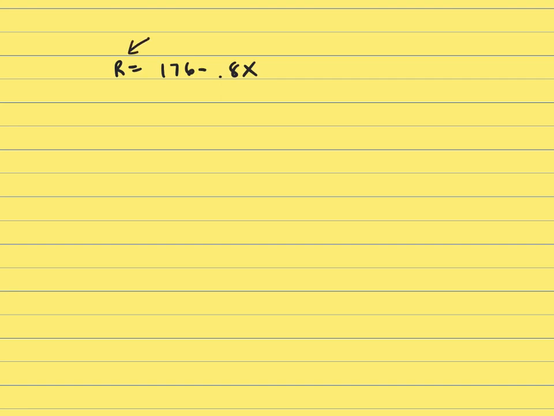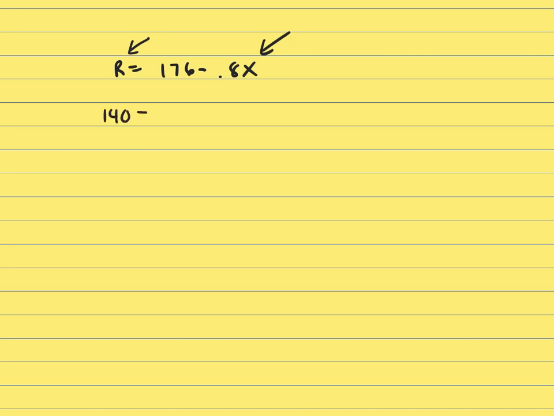R is the recommended pulse rate when exercising for a person X years of age. So pulse rate is R and X is the age of the person. And it says, what is the age? So I'm trying to find X in years of a person whose maximum recommended pulse rate when exercising is 140.